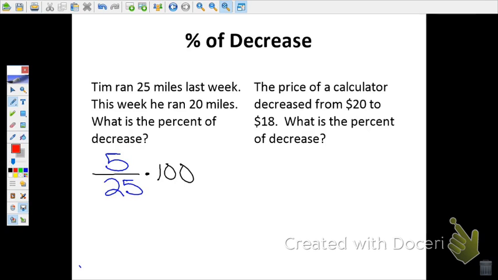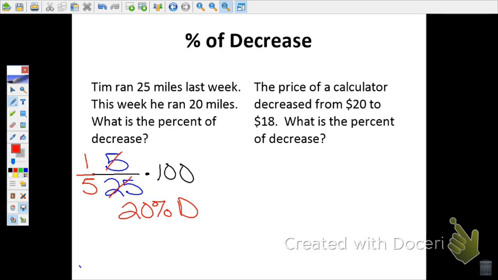This one is an easy one to simplify. 5 goes into itself once and into 25 5 times. So I have 1/5 of 100, which is the same thing as 100 divided by 5. How many times does 5 go into 100? 20 times. So it's a 20% decrease. 20% decrease.